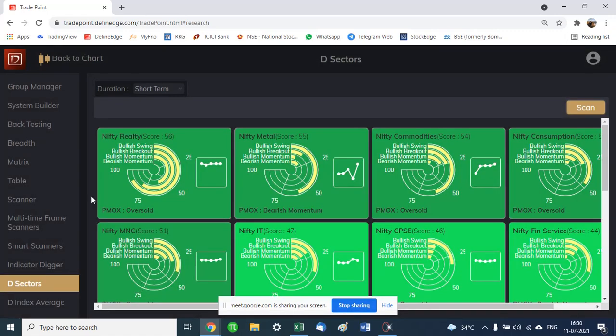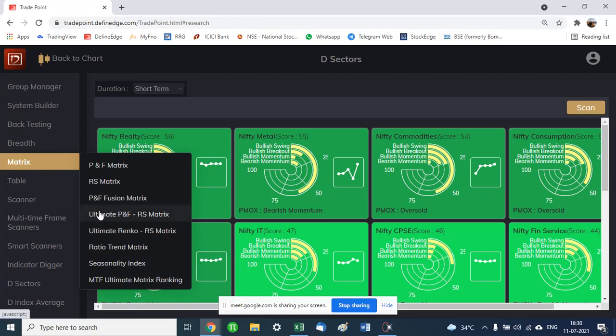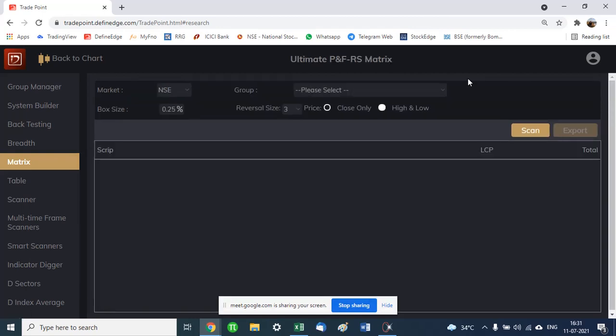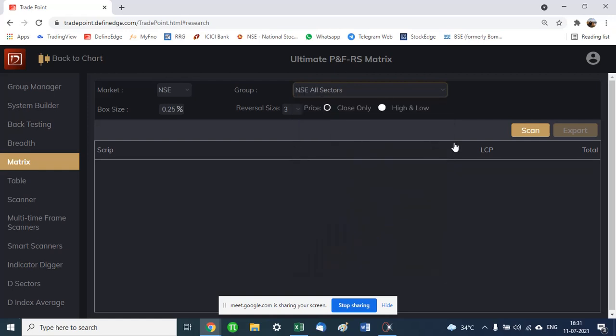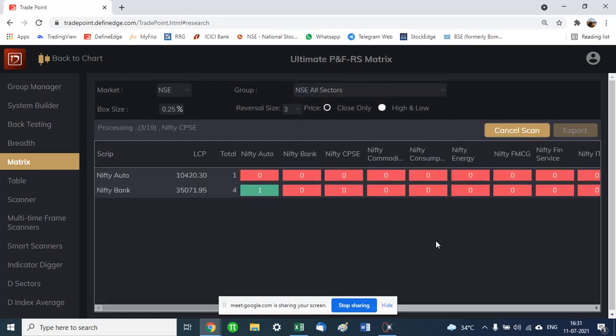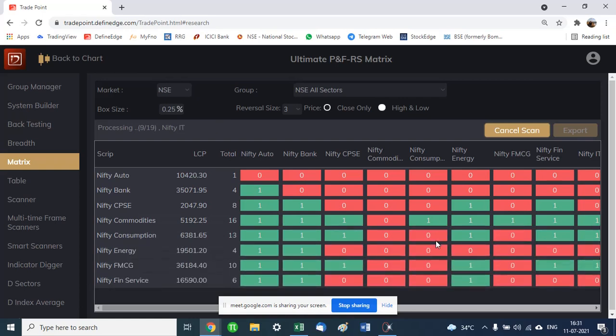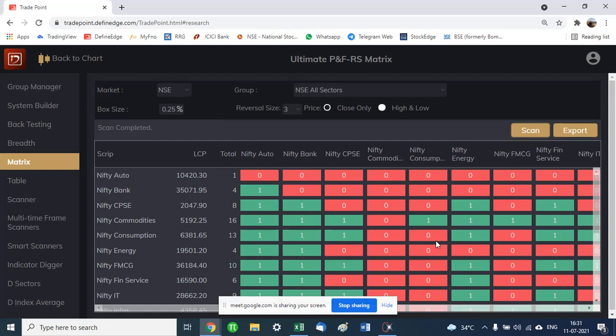The other thing you can do to get sector information is this ultimate P&F RS matrix tool. You see here you have this option called matrix. You go to ultimate point and figure relative strength matrix. You click on this. You select NSE all sectors over here and you click scan. So this is scanning all the sectors and it is scoring each sector against the other in terms of whether it is stronger than that or weaker than that.